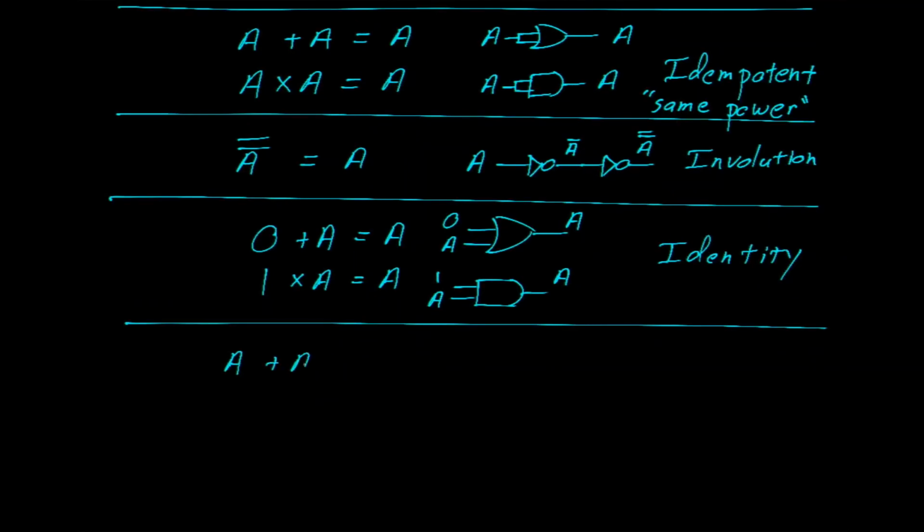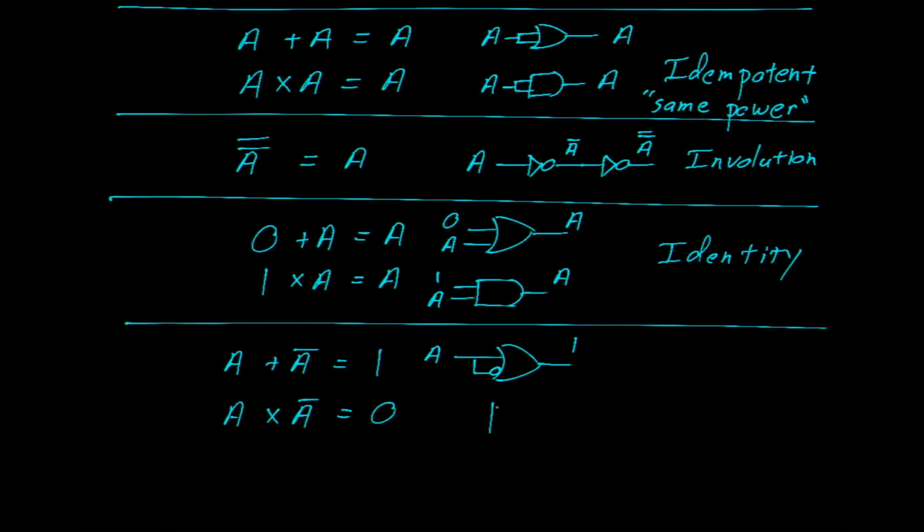A plus A naught is equal to 1, and A and A naught is equal to 0. Using our inversion bubbles, that looks like this. Here's an OR gate with input A, and we put an inversion bubble right there. So this OR gate has A or A naught. And no matter what happens, this will always be a 1.